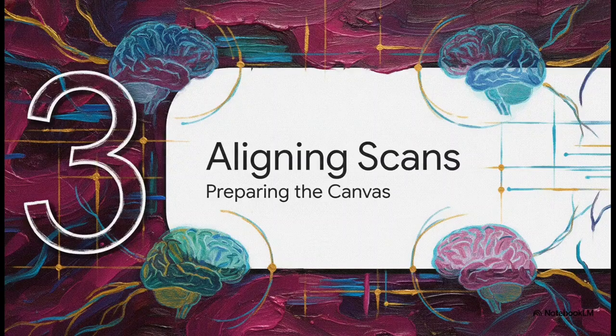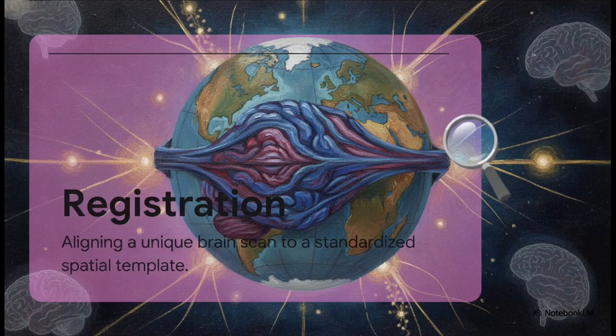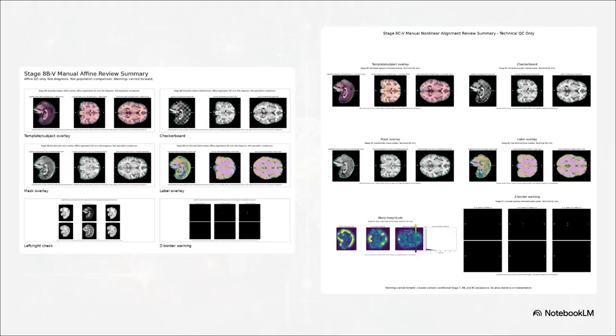All right, part 3, aligning the brain scans, preparing the canvas. Registration? What is it? Well, registration is essentially like meticulously stretching a totally unique rubber map over a standardized 3D globe. Because every human brain is beautifully unique, different overall sizes, totally different folds. To actually measure them accurately, we have to gently warp and align the subject's specific scan to a universal standard. That ensures that when we say region A, we're looking at the exact same physical spatial coordinate across every single subject. You can really see the massive visual difference here between the initial affine alignment and the much more complex nonlinear registration.